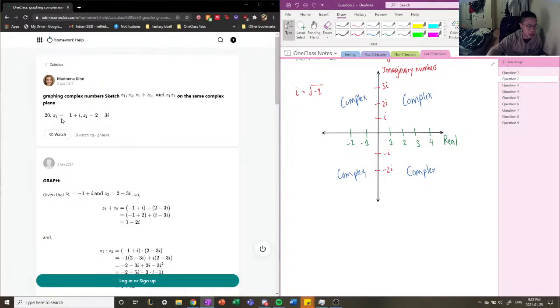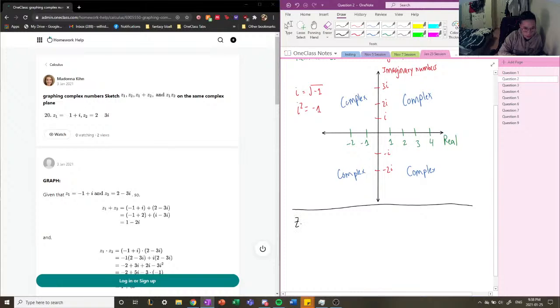They gave us z1, which is equal to -1, the real number component, plus i, the imaginary component, and z2, which equals 2 minus 3i, with 2 being the real number component and 3i being the imaginary number component. What they're asking us to do is to sketch or graph z1 and z2, and to sketch the sum z1 plus z2 and the product z1 times z2. I'll run you through each of these. The last thing I want to note is that i squared is equal to -1, and that will come in handy in the product of the two complex numbers.